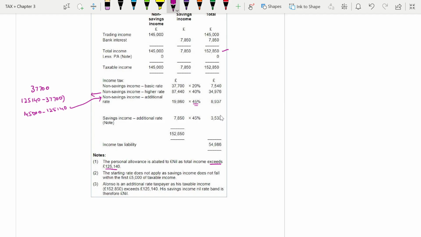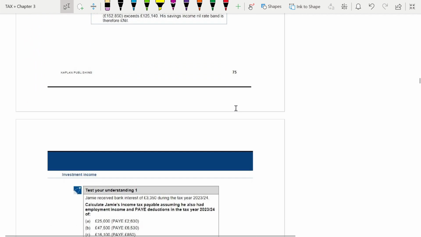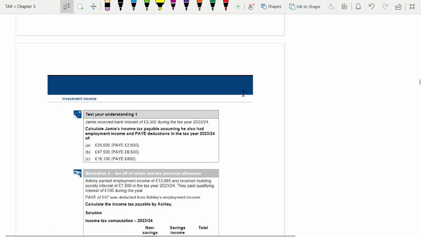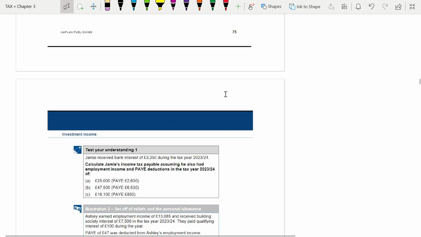Now for the savings income also, we don't have any 1,000 or 500 benefit, so it will be charged directly. It will be 45,000. This is the way we have to solve it. Once we do this, you will have more clarity.